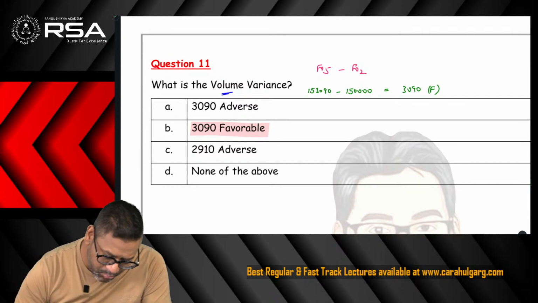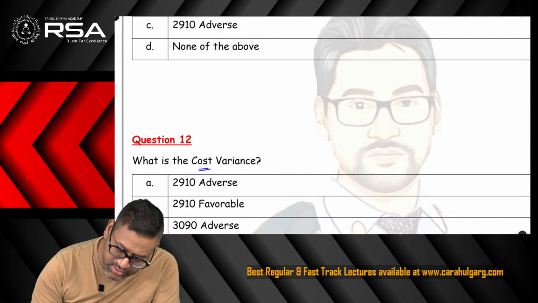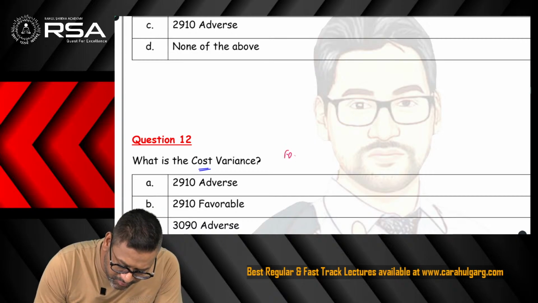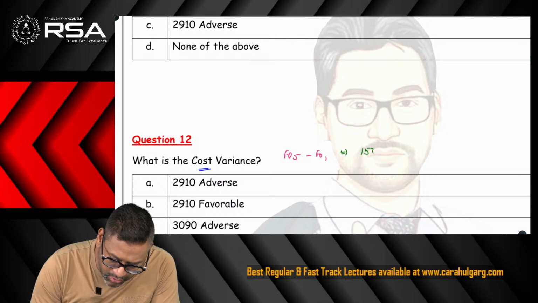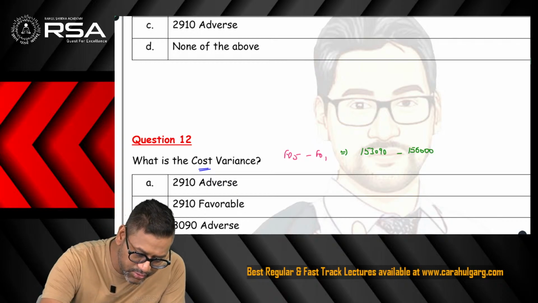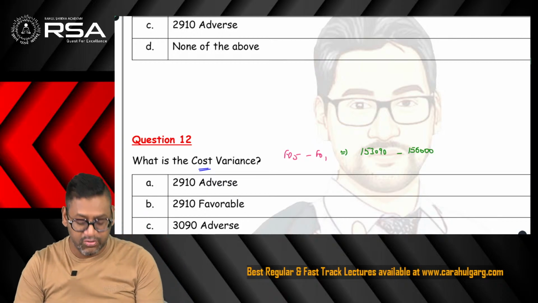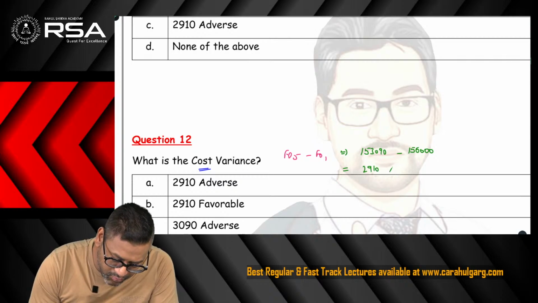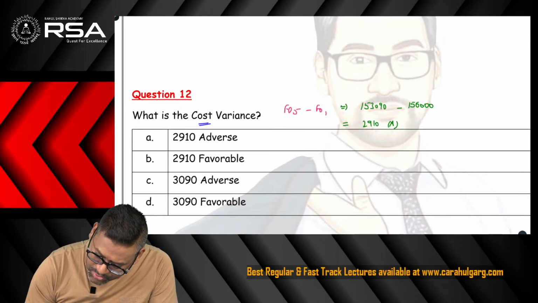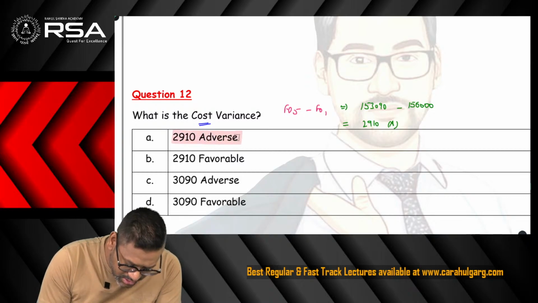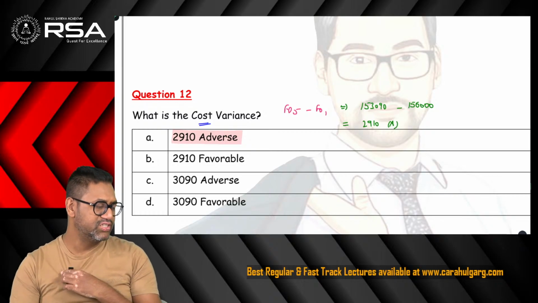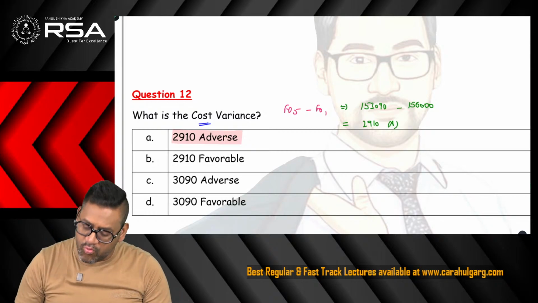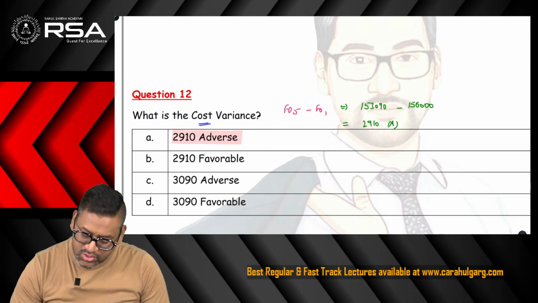Moving further, it says one more question. What is the cost variance? So cost variance is measured by FO5 minus FO1, meaning what is the overall variance? So we just found out our FO5 is 153,090, FO1 is 1,56,000. So the variance will come out to 2,910 adverse. 2,910 adverse. So the correct option being this A option. So it has to be solved in this particular manner. You should be comfortable.